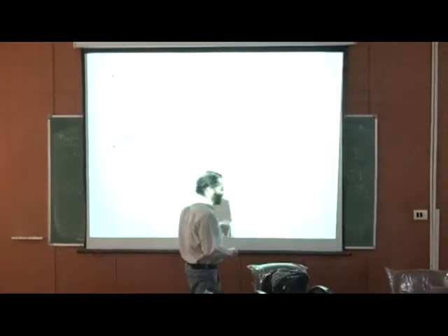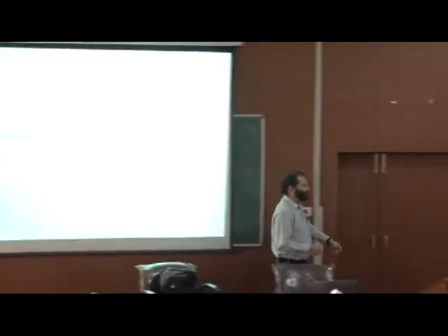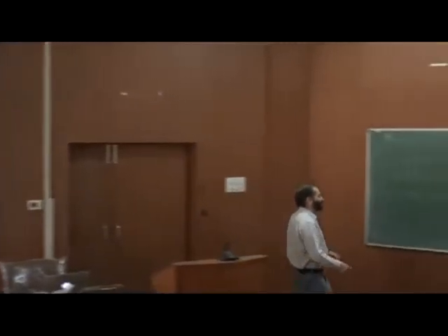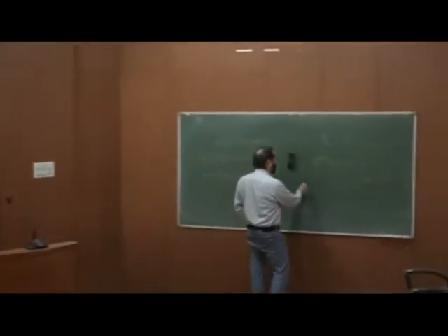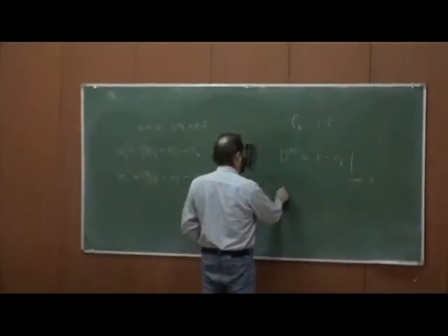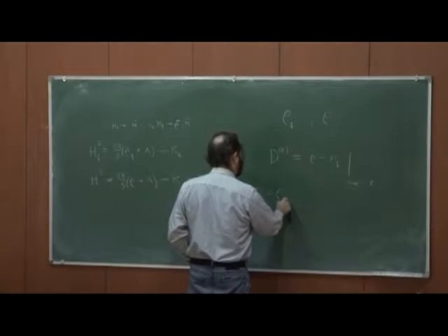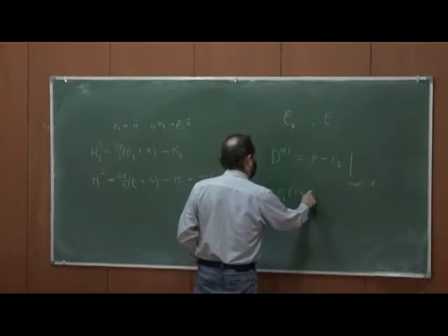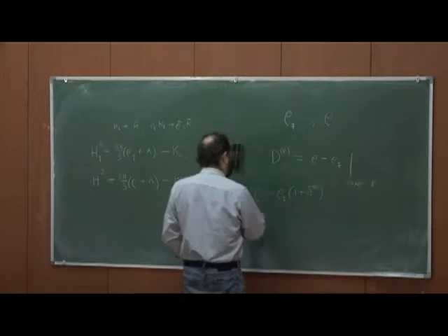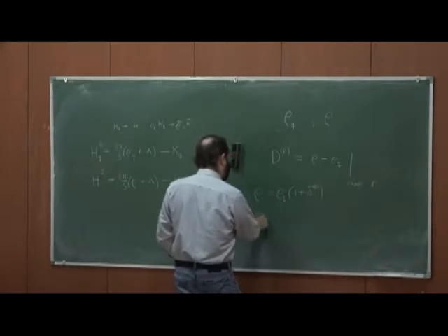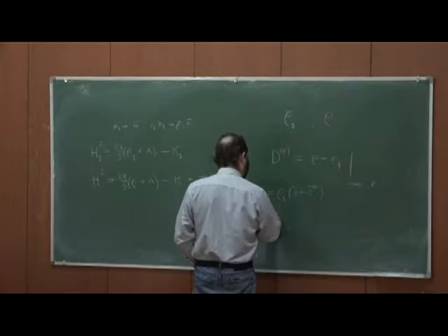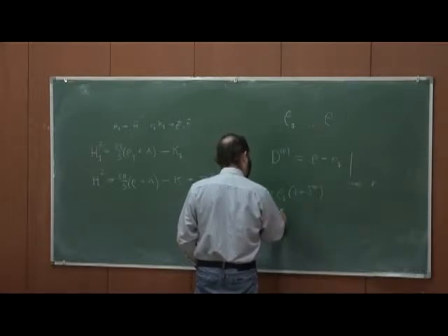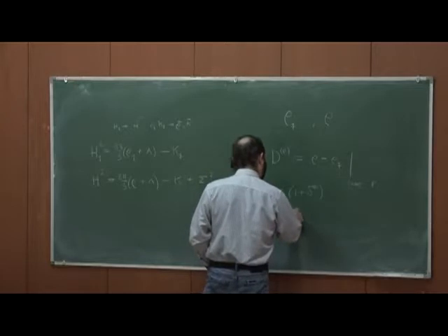Notice that this formula is the same as this one. I'm writing something like this: rho is going to be rho_Q times one plus delta rho. So this means that delta rho is nothing more than this.